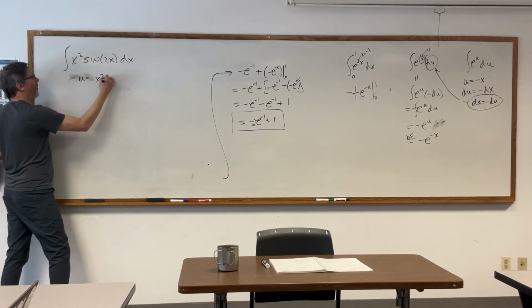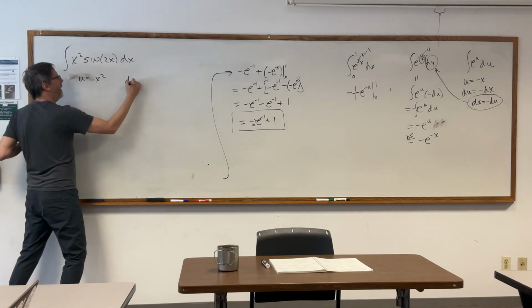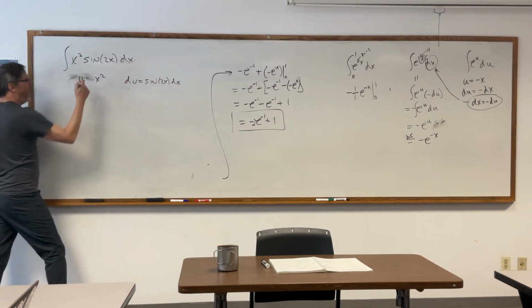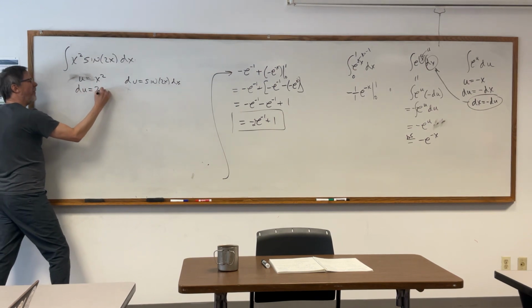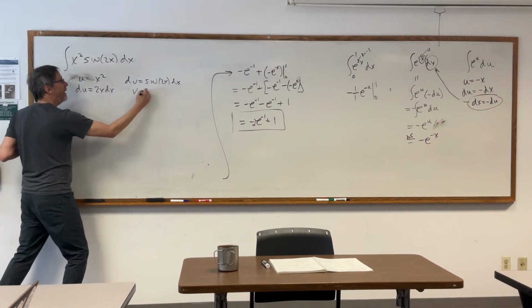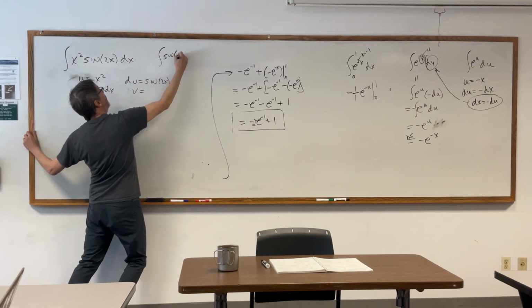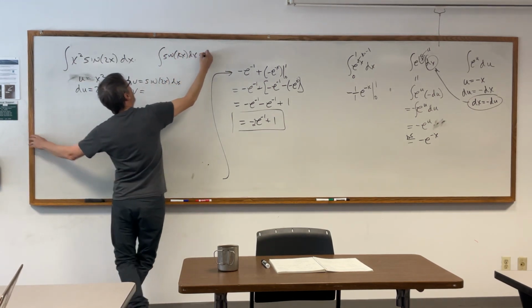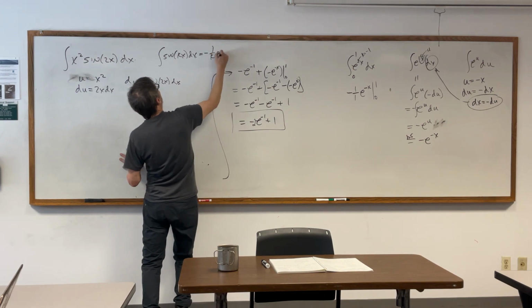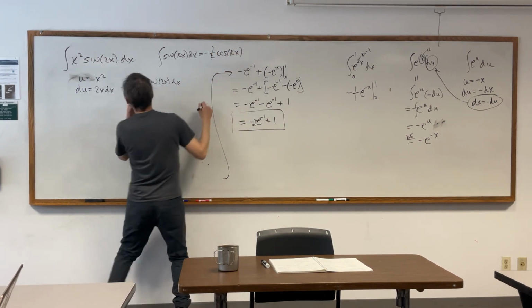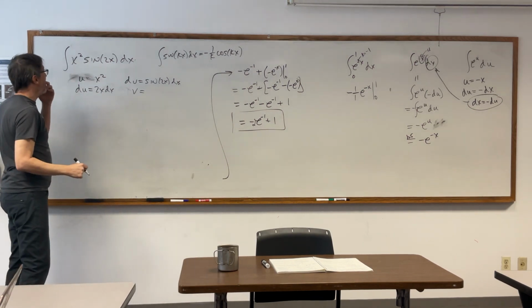So we would go through, let u be the thing that became simpler. And then I'd have du is 2x dx, and v. Now I can use those quick rules. Remember this rule that I just had up there? Is the sine du or dv? Hold on a second, let me get this up. The sine is dv.